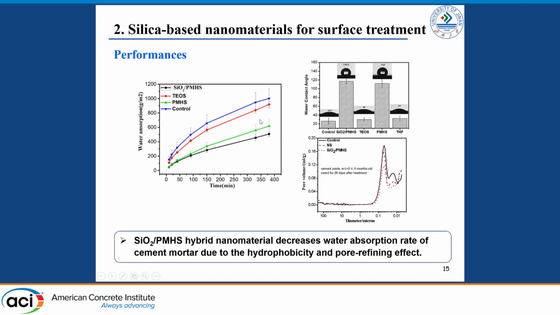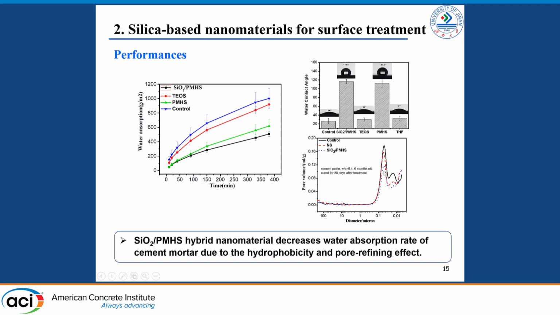Let's see the performance of the hybrid material. About 50% reduction of water absorption rate can be achieved after spraying on the hardened mortar sample, and the reason can be traced by the hydrophobicity. We can see here the contact angle can go up to about 120 degrees after the spraying of this hybrid material. Moreover, the pore filling effect can be characterized by the MIP testing.